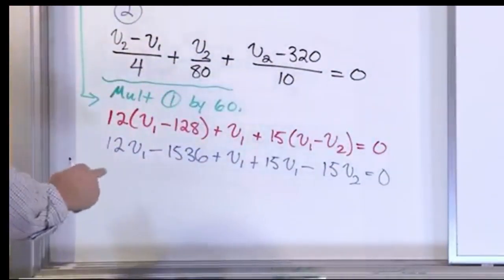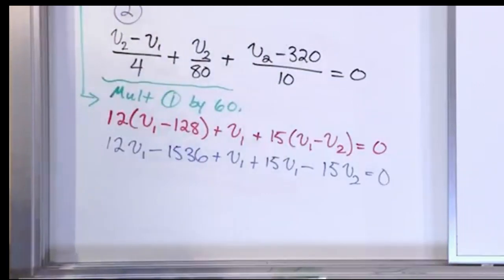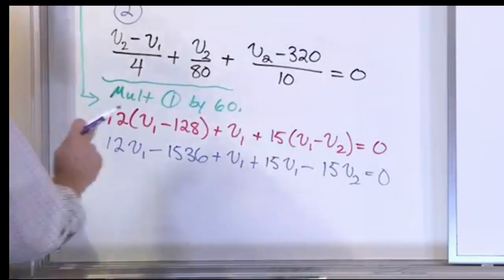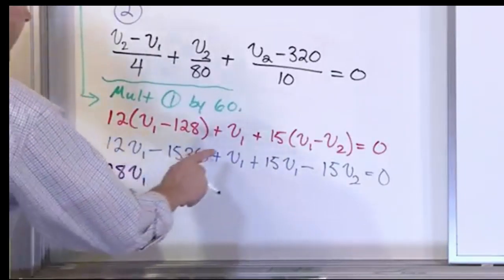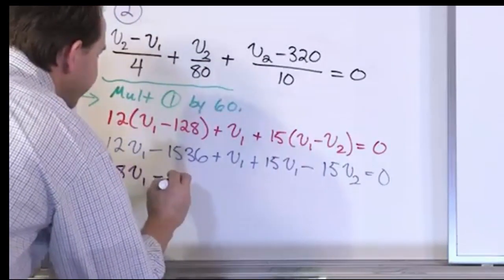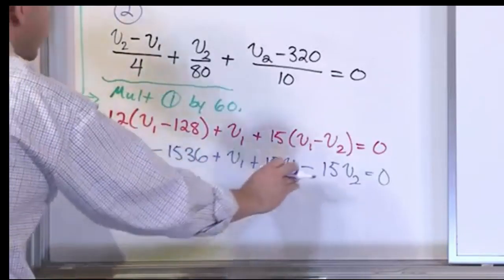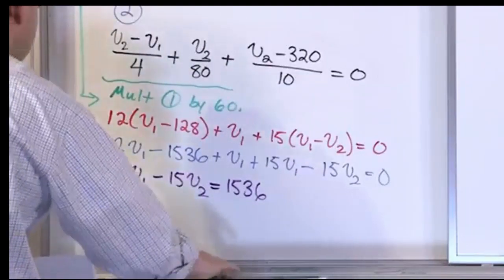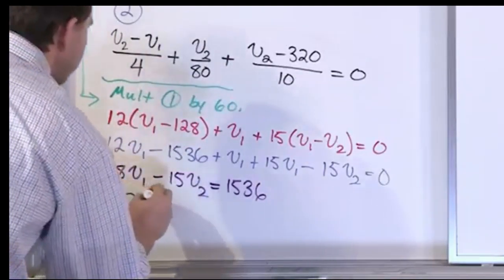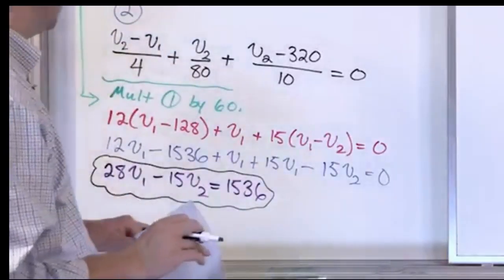And now we have a 12 V1, another V1, and another 15 V1. When you sum all of those together, what you're going to get is 28 V sub 1. And the only other V2 we have is negative 15 V sub 2. That's it. And then the only constant we have is negative 1536. We'll move it over to the right-hand side of the equal sign, 1536. So this I'm going to circle because this is one of our two equations that we're basically going to use. Okay? So we've basically taken the top equation and made it into something a lot more friendly.